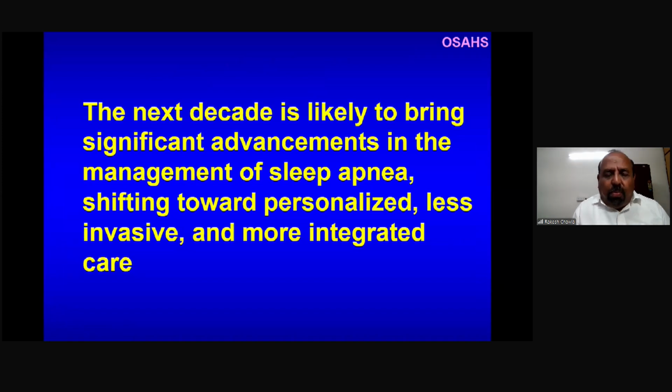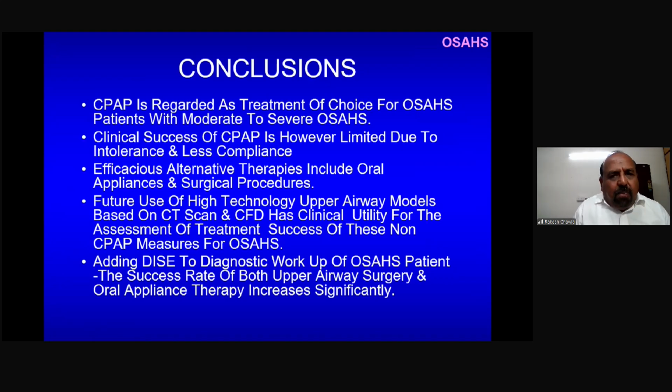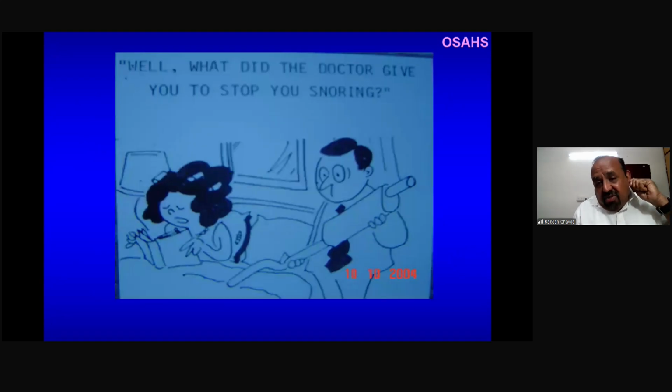The next decade is likely to bring a significant advancement in the management of sleep apnea. CPAP is still the gold standard. Clinical success of CPAP is limited due to intolerance and less compliance. Future use of high technology, upper airway models, CT, and DISE is going to help.